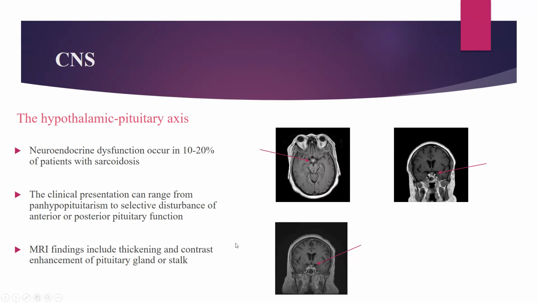The pituitary can be involved in neurosarcoidosis. There is a neuroendocrine dysfunction, which is listed in about 10 to 20% of patients with sarcoidosis. The most commonly involved is the anterior hypothalamus. Clinical presentation can range from panhypopituitarism to selective dysfunction of either the anterior or posterior pituitary gland. On MRI, we see either a thickening or contrast enhancement of the pituitary gland, or the stalk can be thickened and enhanced.